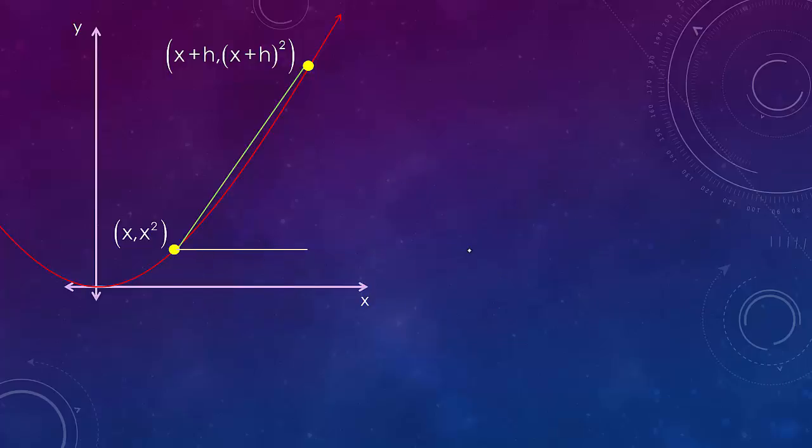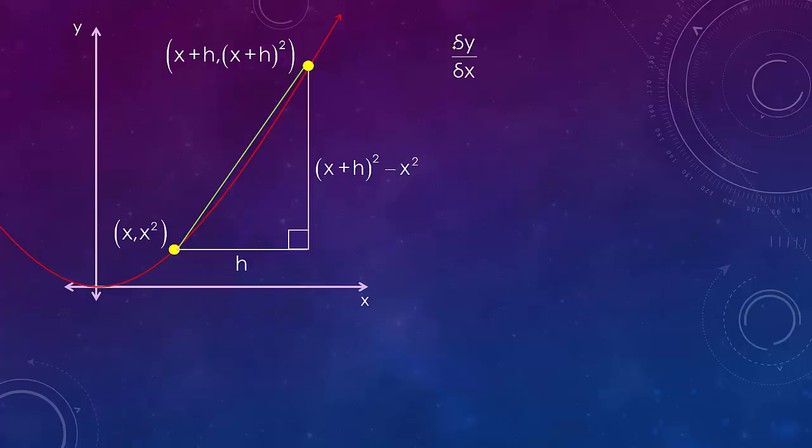So what we're interested in is rise and run. And of course this is a right-angled triangle. So this distance is h. That's the difference between the x-coordinates. If we look here, the y-coordinate is x plus h all squared, and down here it's x squared. So this length is x plus h all squared, take away x squared.